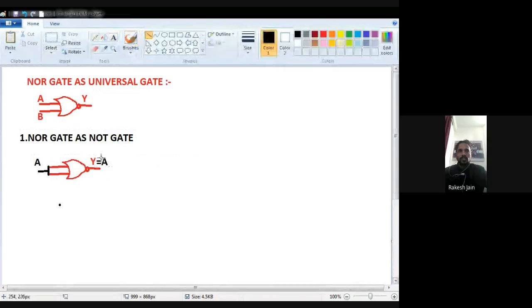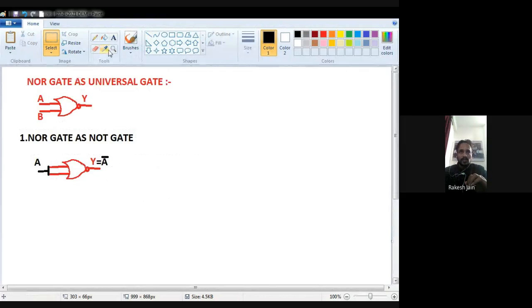So output is just the complement of input. If input is A, then output is A bar. It means the output is the complement of input. If you give it 1, then the output will be 0, and if the input is 0, then the output will be 1. So this is what NOR gate as a NOT gate is.